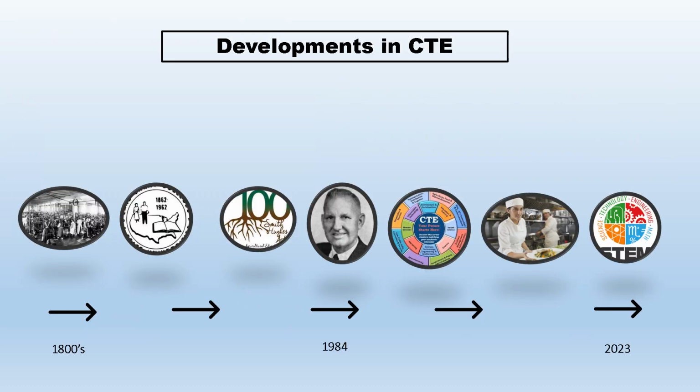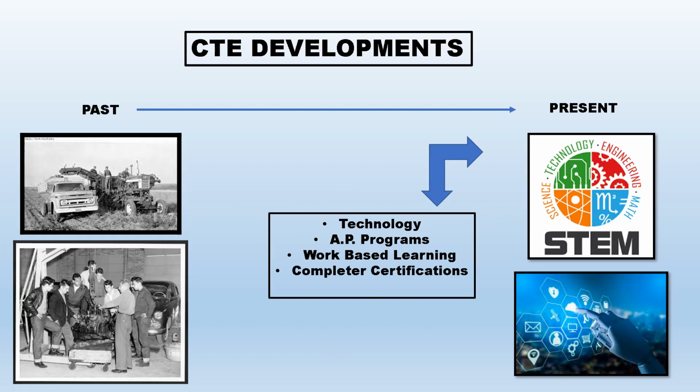Development in CTE. As you can see here, we started with the Industrial Revolution, and now we're working all the way towards the end, which is STEM, science, technology, engineering, and math. At some point, I think they actually put arts in there, and it's called STEAM. I'm not sure, but anyways, let's move on to the next slide. All right, let's see how CTE has developed over the years.